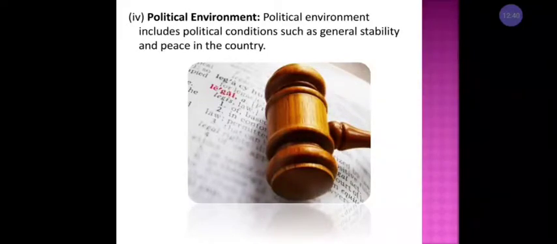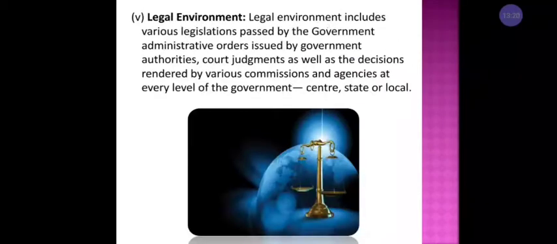Because if the political party keeps on changing, one political party makes rules, another political party changes those rules and regulations. It is very difficult for a business. Even in 2000, one political party made one rule. In 2005 some other political party got a majority and changed some rules and regulations. It does not affect the political party, it affects the operation of the business. So any political party should bring general stability, and there should be peace in the country. And next and the last one, legal environment.